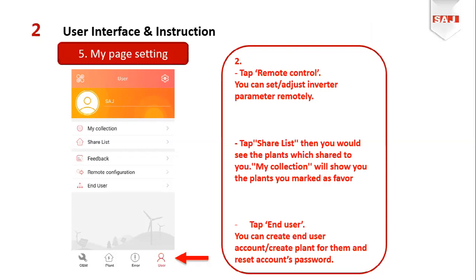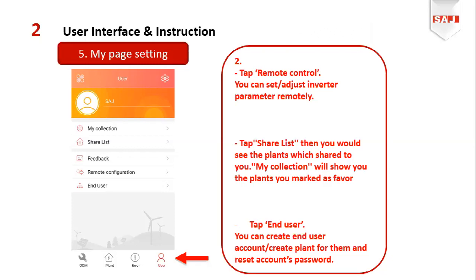The share list means that if you want to check the information of the plants of an end user, but you are not the owner of their plants, then the customer can share the plant to your account. Then this plant will be shown here inside the share list.